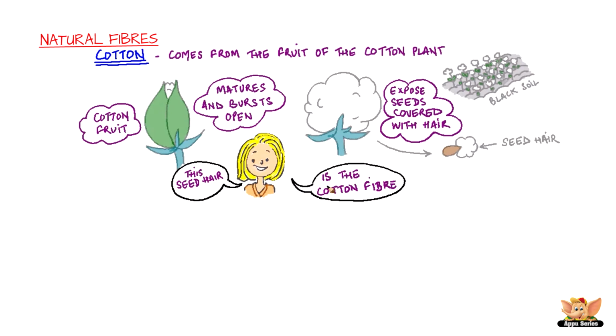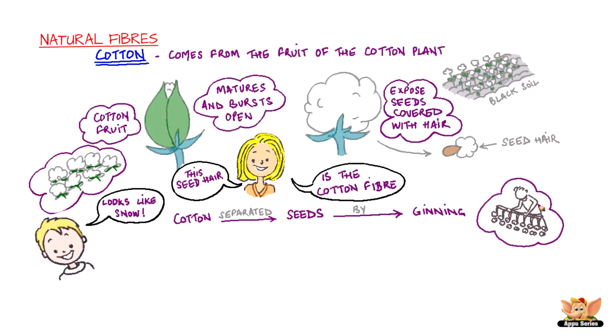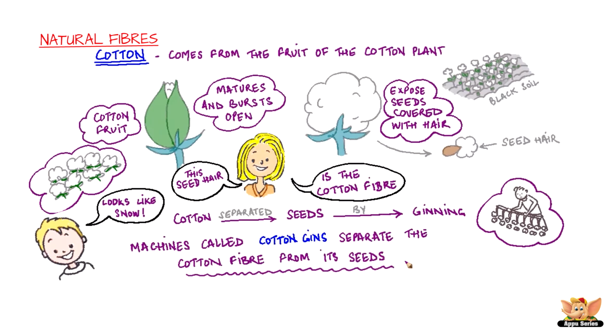Now, this cotton fiber is processed to make cotton fabric. If you see the cotton fields when the cotton fruit is ripe and ready for picking, it looks like a field of snow. Cotton is mostly picked by hand. The fiber is separated from the seeds by a combing process called ginning. Earlier, ginning was done by hand, but now we have machines called cotton gins. These cotton gins separate the cotton fiber from its seeds quickly and more efficiently.